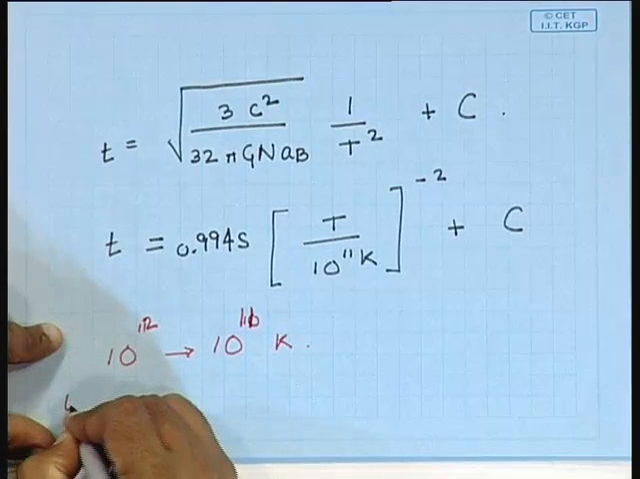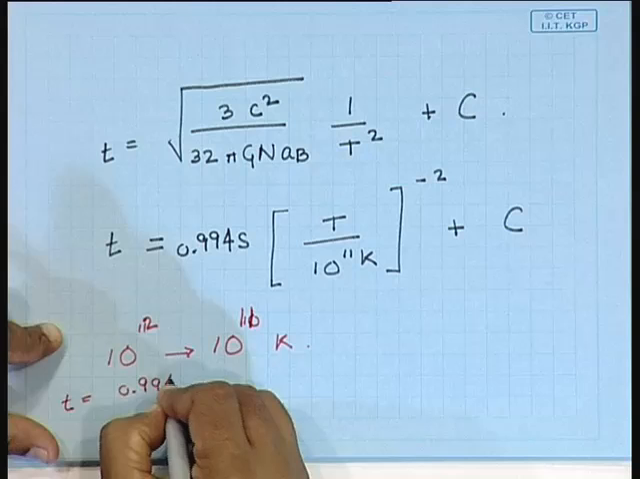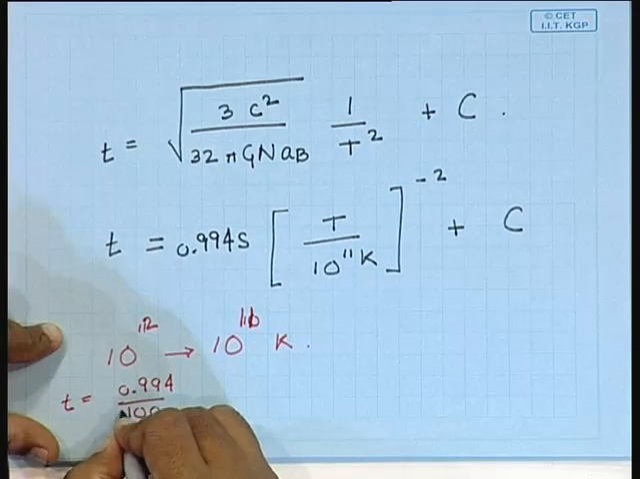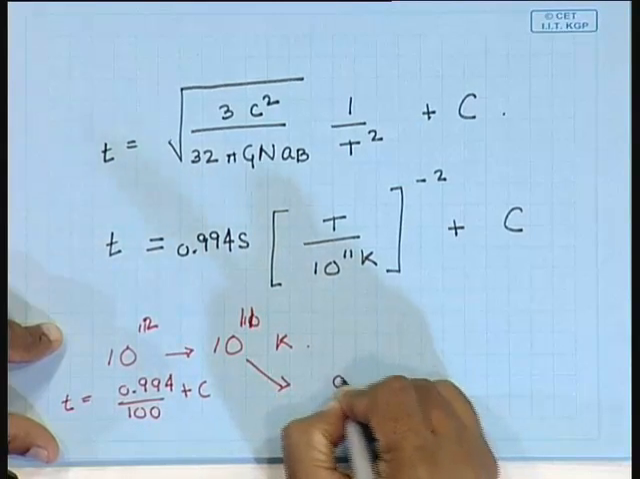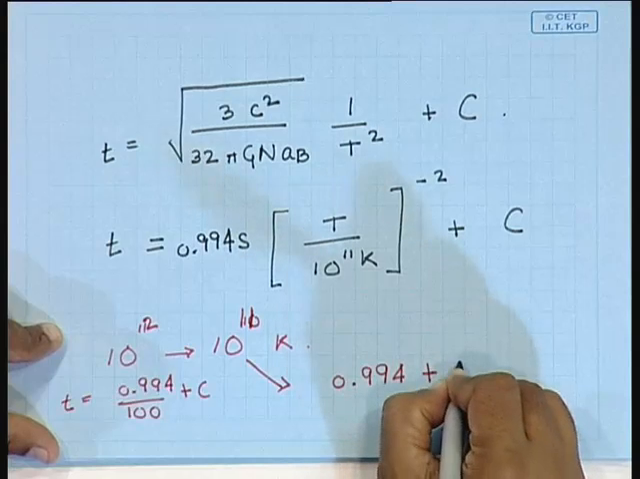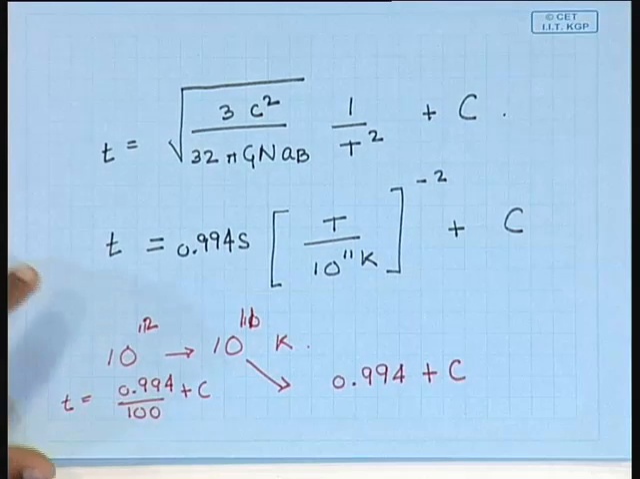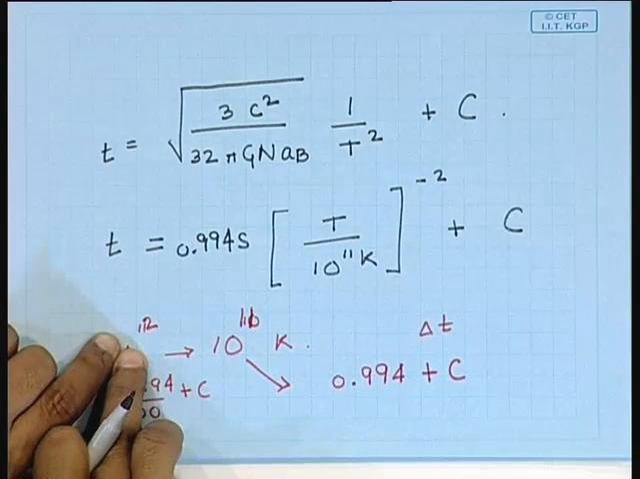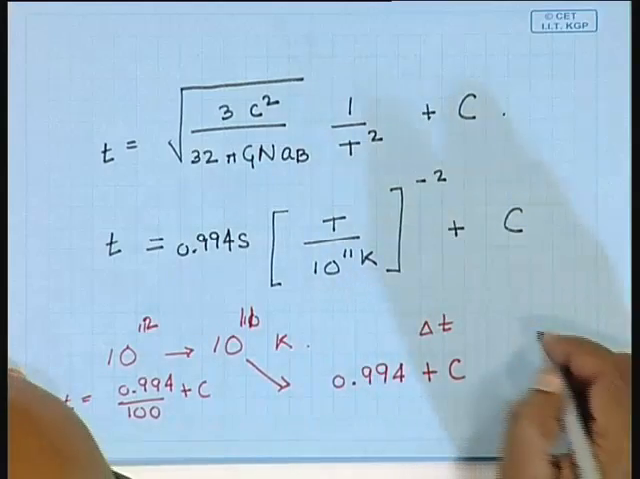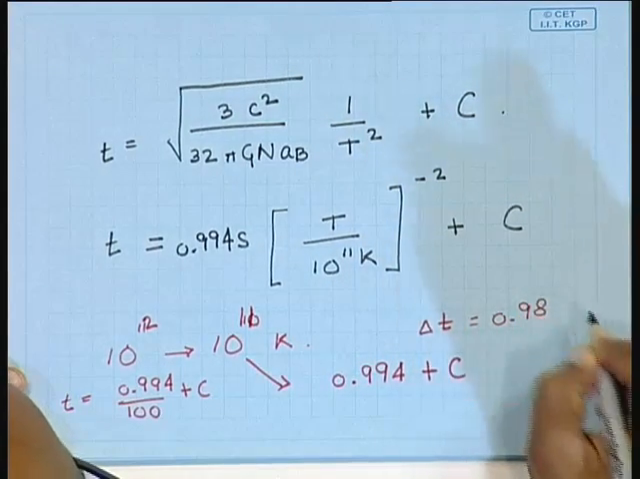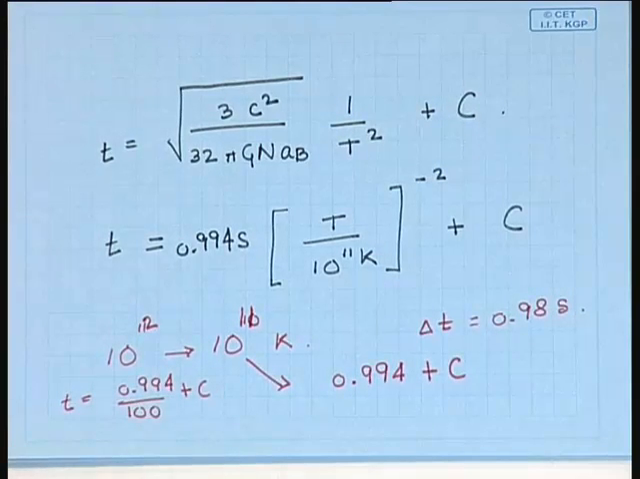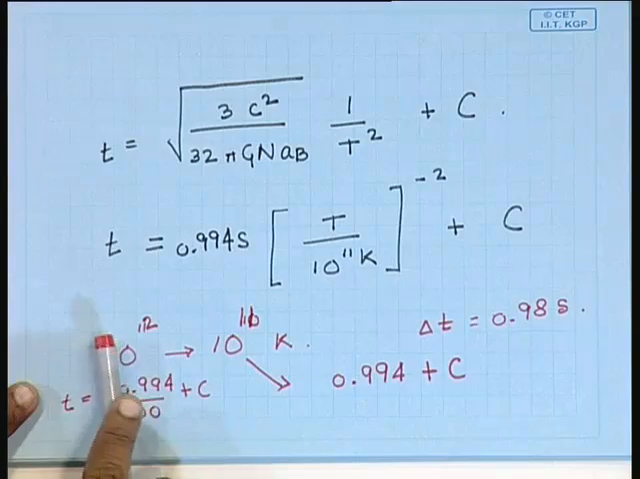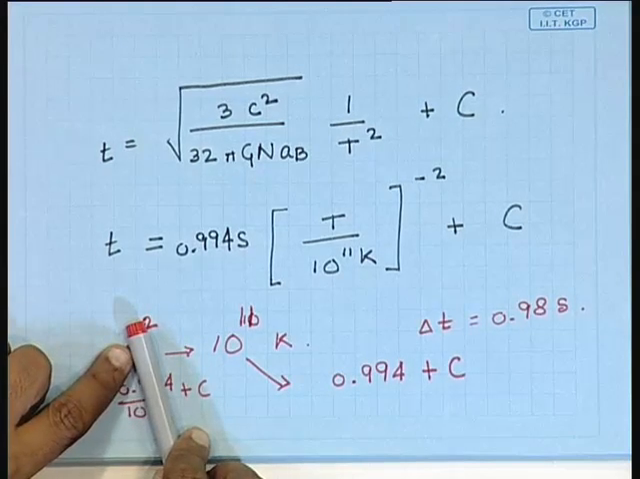So, this corresponds to T is equal to 0.994 by 100 plus C, and this corresponds to 0.994 plus C. So, you have to just subtract these two. It turns out that the time delta t which elapses between when the universe is 10 to the power 12 Kelvin and 10 to the power 11 Kelvin, this time is around 0.98 second. So, it is a fraction of a second. The universe cools from 10 to the power 12 Kelvin to 10 to the power 11 Kelvin in a fraction of just a second. In 1 second it has cooled here. Okay. And the cooling previous to this is going to be much less than a second.